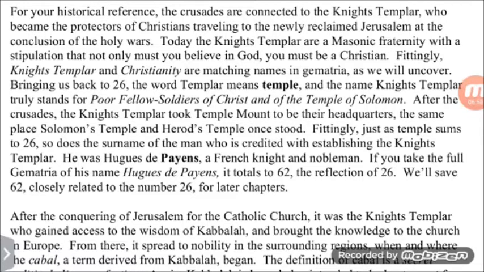After the Crusades, the Knights Templar took Temple Mount to be their headquarters, the same place Solomon's Temple and Herod's Temple once stood. Fittingly, just as Temple sums to 26, so does the surname of the man who is credited with establishing the Knights Templar. He was Hugues de Payens, a French knight and nobleman. If you take the full gematria of his name, Hugues de Payens, it totals to 62, the reflection of 26. We'll save 62, closely related to the number 26, for later chapters.